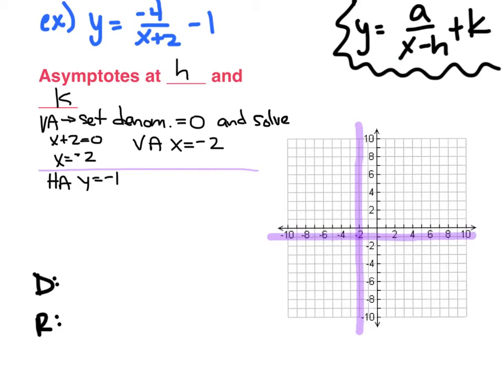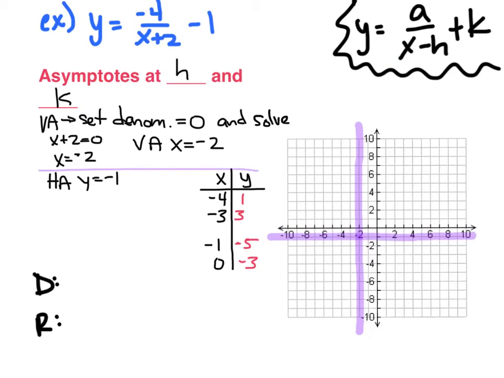Okay, now I just need some extra points. I need 2 points to the left and 2 points to the right. What are the next 2 points to the left after negative 2? To the left of negative 2, we have negative 3 and negative 4. So I'm going to put negative 4, negative 3, and then 2 points to the right of negative 2: negative 1 and 0. So plug these in for x and solve for y.